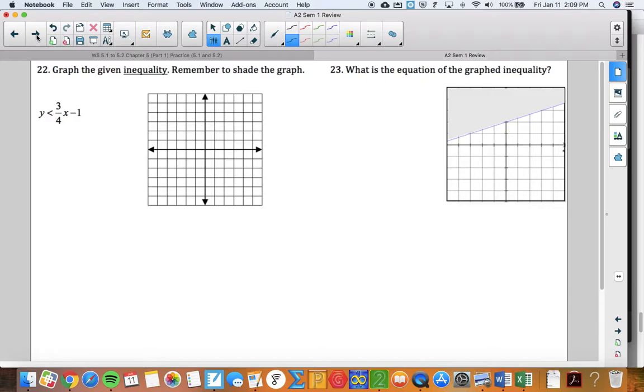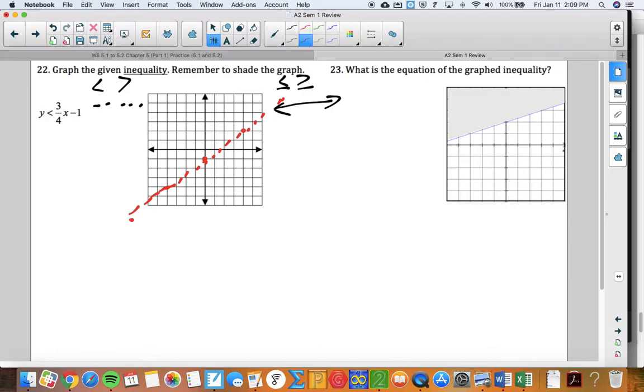Graph the inequality. Remember to shade the graph. And by the way, folks, when we have one of these symbols, the line's going to be dashed. When we have an equal sign underneath it, it's a solid line. So y-intercept's -1. Slope is 3/4. So up 3, right 4, up 3, right 4, down 3, left 4, down 3, left 4. And then we are going to dash the line.